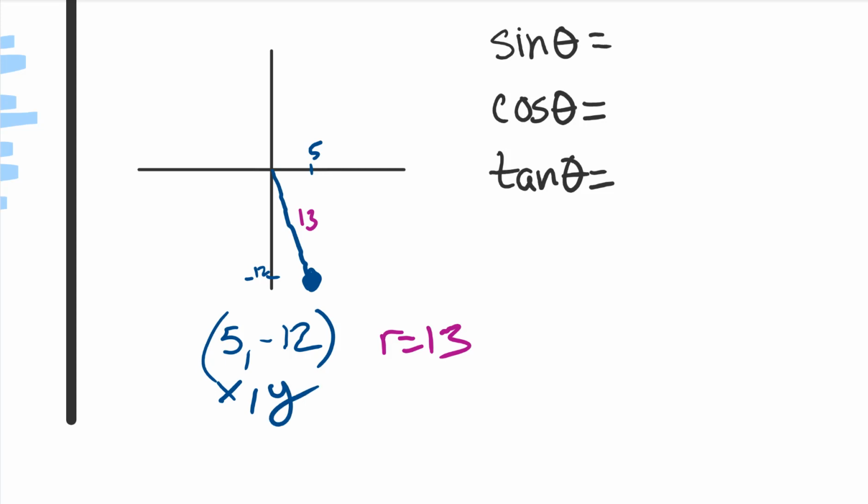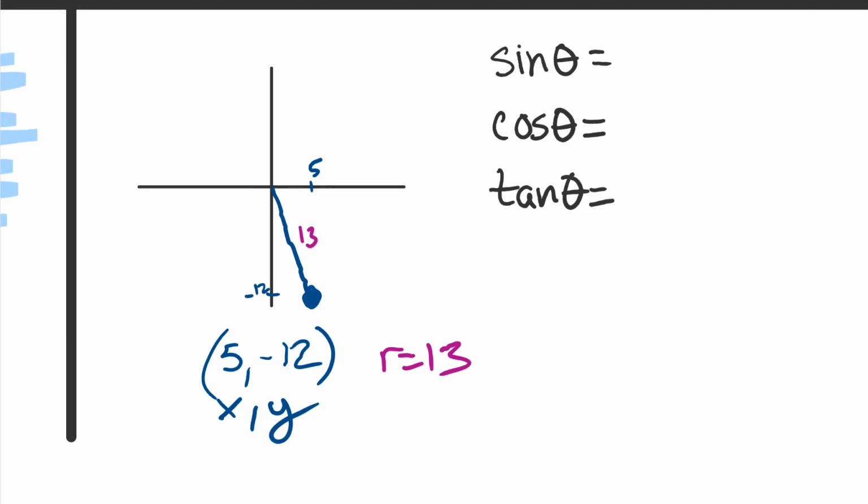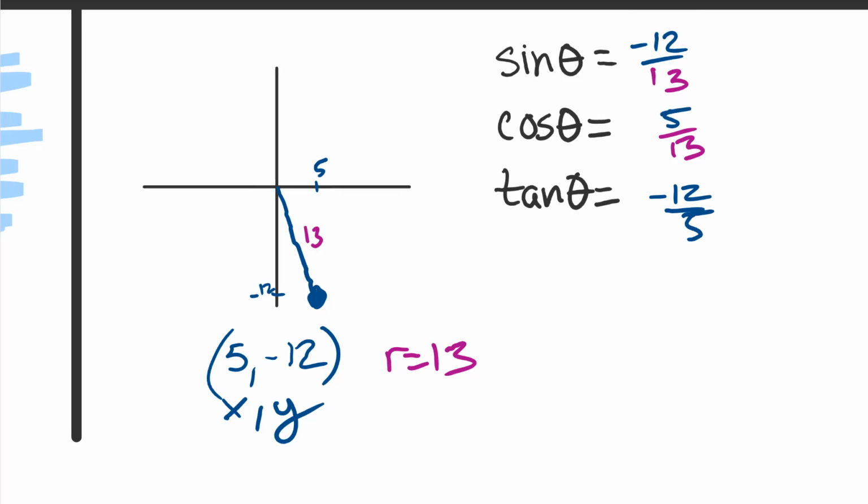Sine is going to be your y value over your radius, so negative 12 over 13. Cosine is the x value over the radius, 5 over 13. And then lastly, tangent, which is your y over your x, which is negative 12 over 5. It's the sine numerator over the cosine numerator.